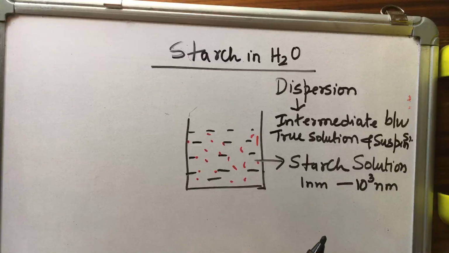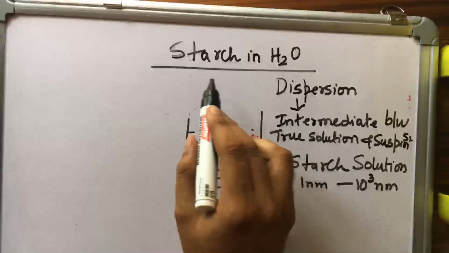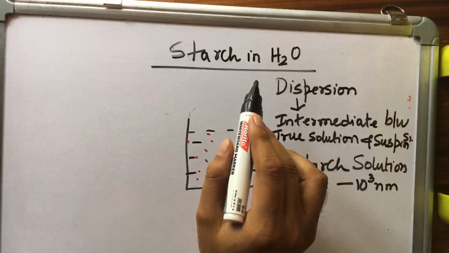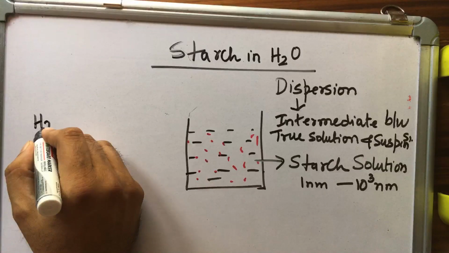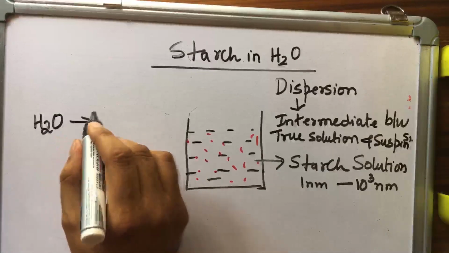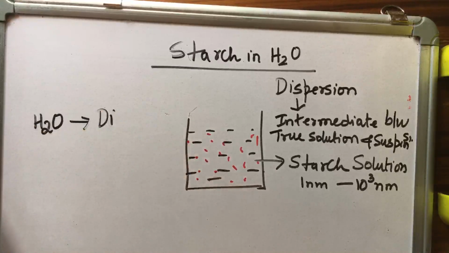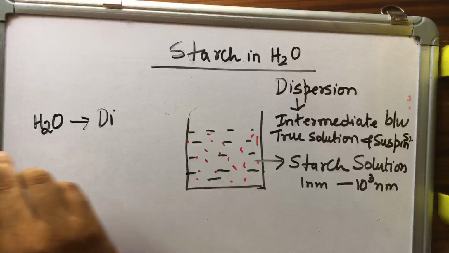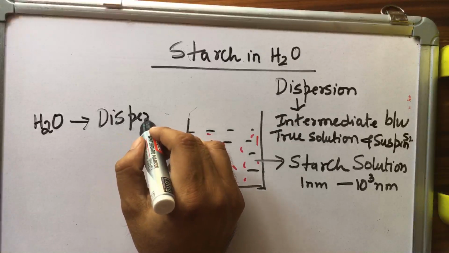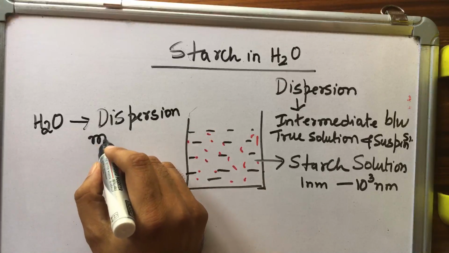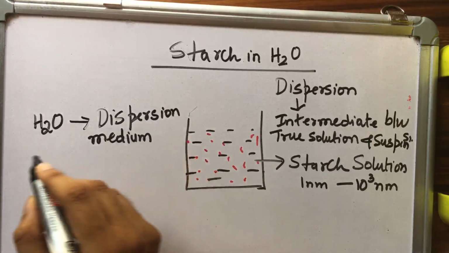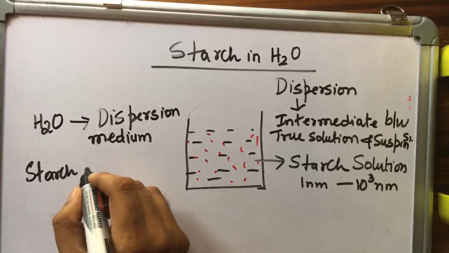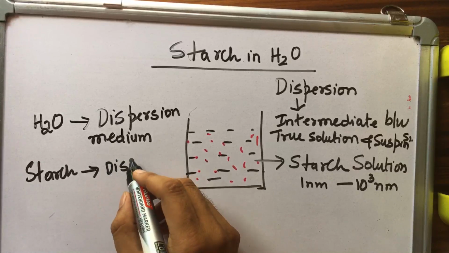When you say that you have prepared a colloid, a substance is said to be in the colloidal state if it acquires a particle size ranging between what? 1 nanometer to 10 to the power of 3 nanometer. Now, to prepare this starch solution, we can call it a colloidal solution. We have used water. Water is called the dispersion medium. Starch is called the dispersed phase.